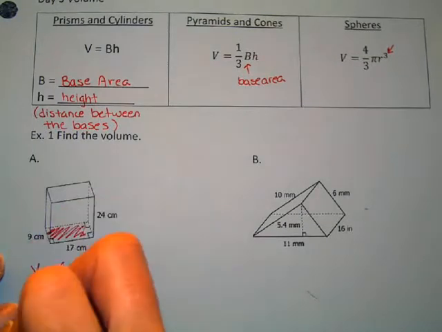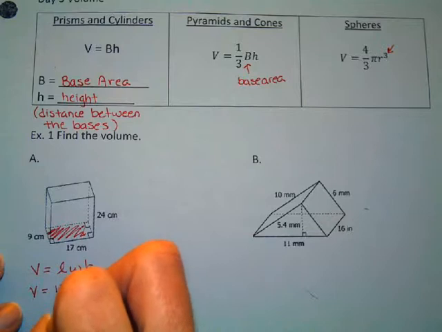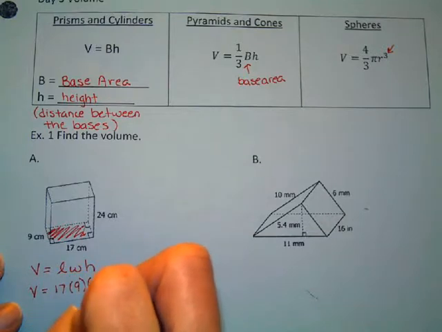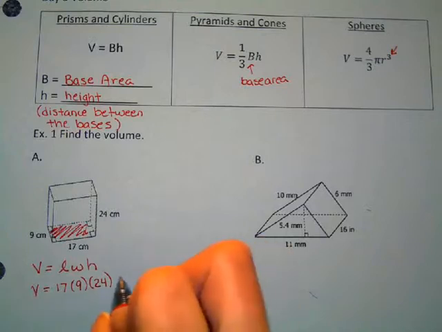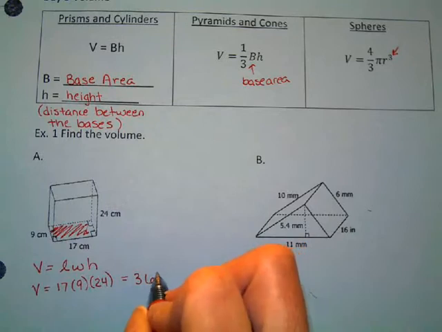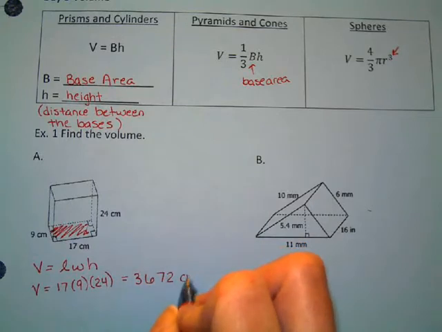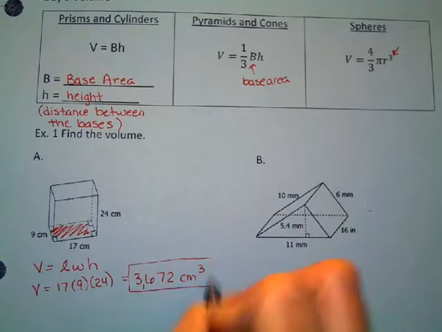So 17 times 9 times 24. Multiply those together and we get 3,672. This will be centimeters cubed because we are doing volume. Like I said, a rectangular prism is what most people think of when you say find volume.